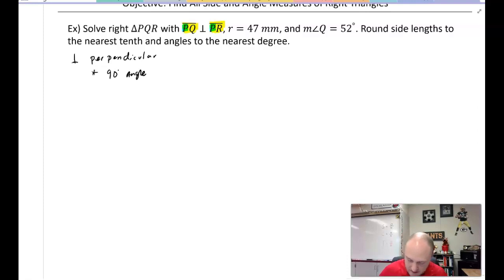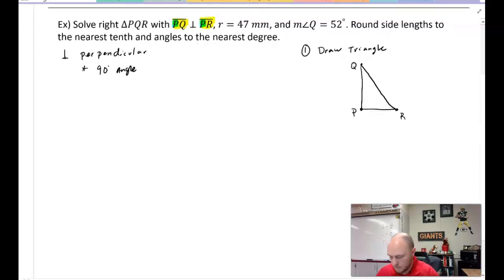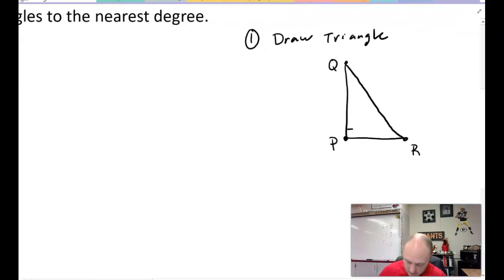So step 1 for this, I'm going to just draw the triangle. And that point that's the same, that's your intersection point. So I'll say here, this is P. And then I'll call this Q, and this R. You could flip-flop Q and R, it doesn't matter. But P needs to be the right angle. So P is our right angle.